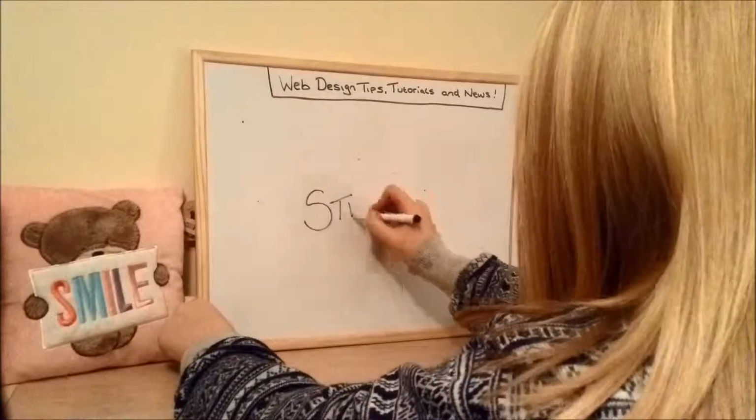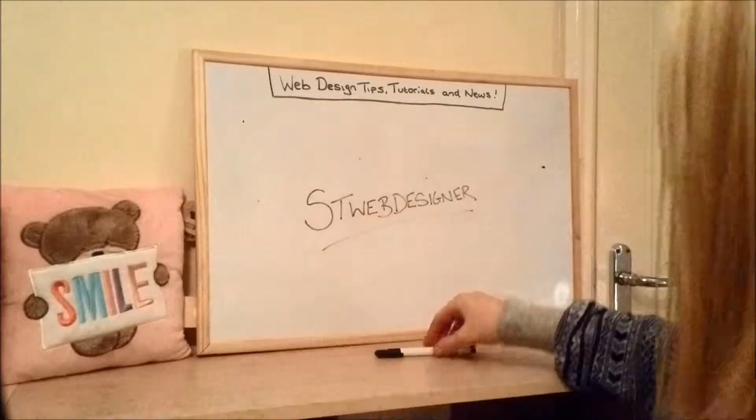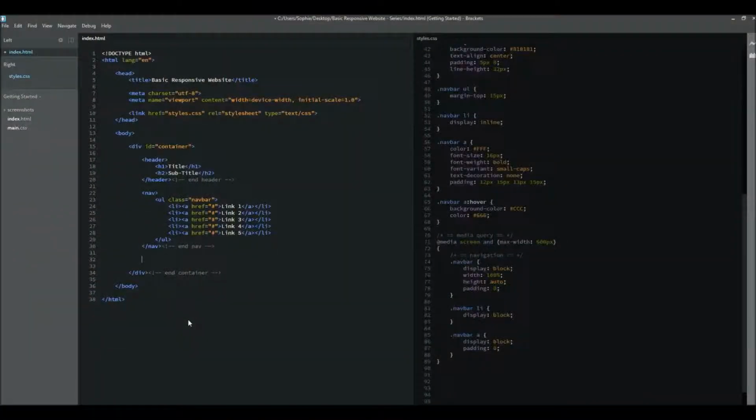Today's video is part 5 of the series Code a Basic Responsive Website, and today we're going to be coding the content area of our web page. So we're firstly going to code the HTML part of the content area. We're going to have an article with a class of content area. We're going to end the article tag and put an end comment.